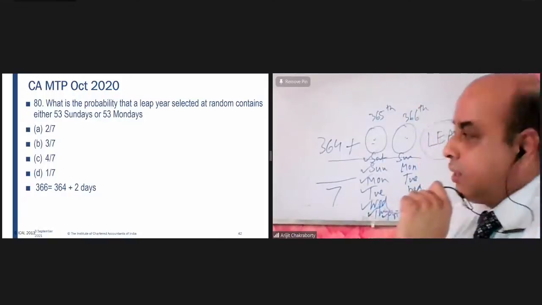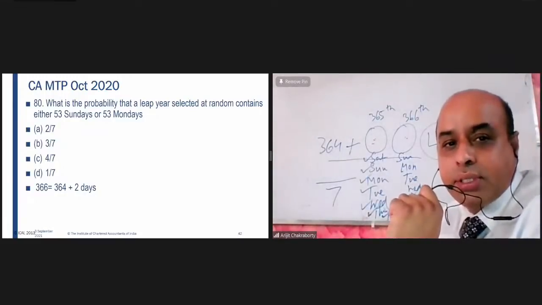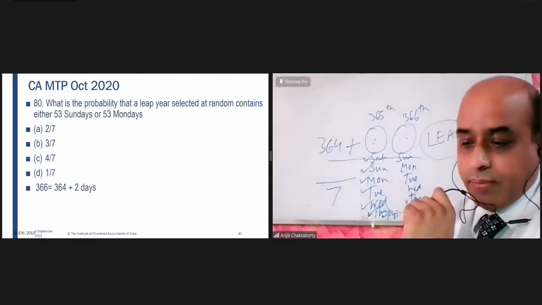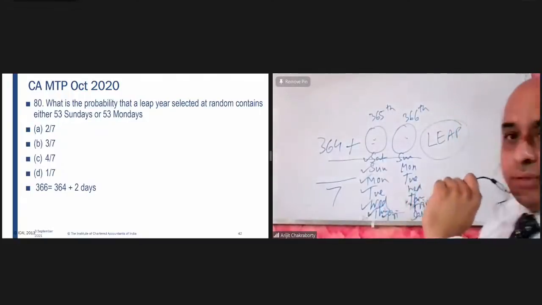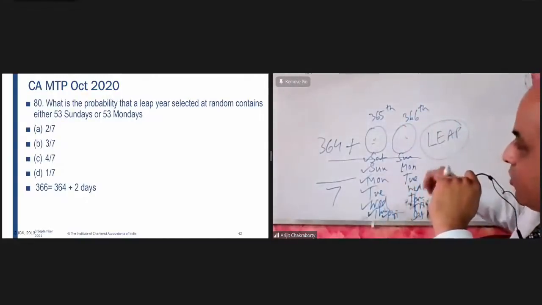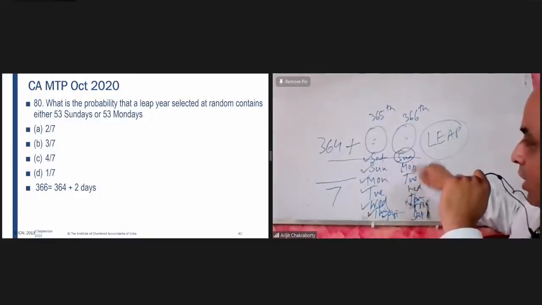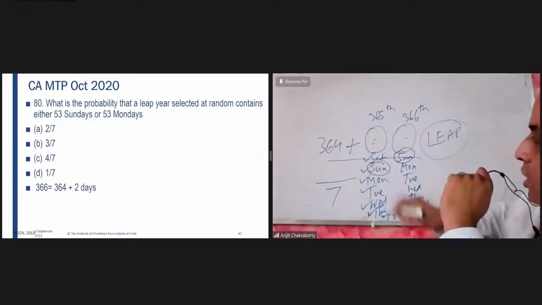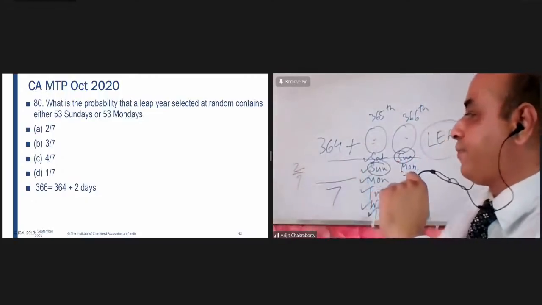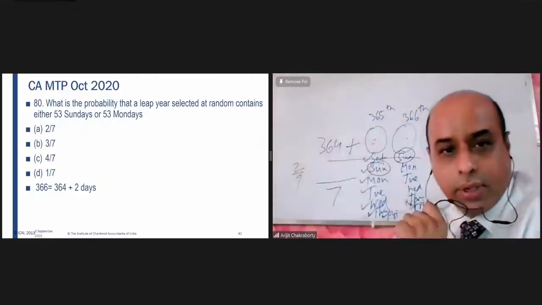Now, the question says 53 Sunday or 53 Monday. Now I'm using a different color, black color. 53 Sunday, let us tackle. 53 Sunday can take place when you have this combination Saturday, Sunday, so I'm getting a Sunday here. Sunday, Monday, I'm also getting a Sunday here. So I can say the probability of getting Sunday is 2 by 7. 2 cases out of 7 cases. I hope you have followed it.